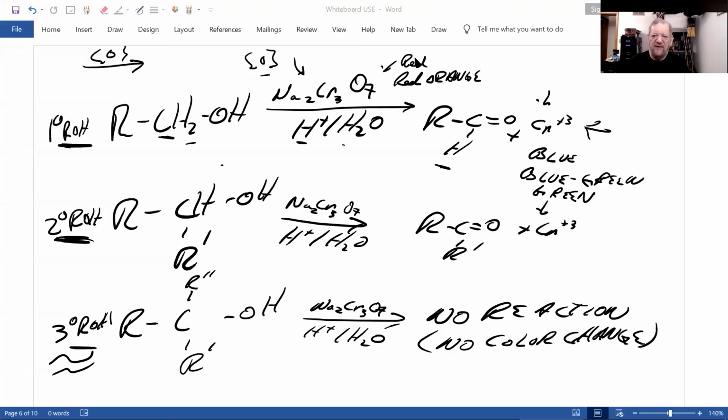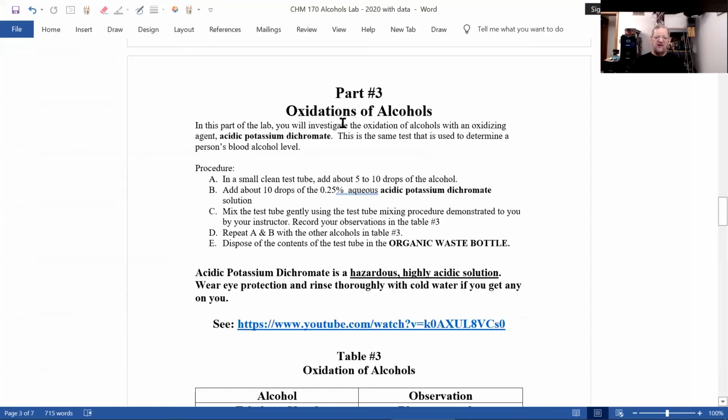And therefore, based on what I just showed you, you'll be doing the oxidation. You put a small amount of the alcohol in each of a number of test tubes. You'll put in about 10 drops of the aqueous acidic potassium dichromate solution. You'll mix it, let it sit for a while, and observe what you have.